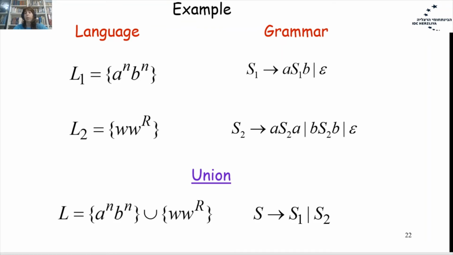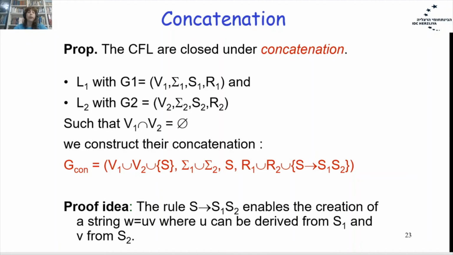The new grammar will be S derives S1 or S2, and then all the rules of S1 and all the rules that can be derived from S2. Okay, let's move to the next operation, concatenation. Context-free languages are closed under concatenation.